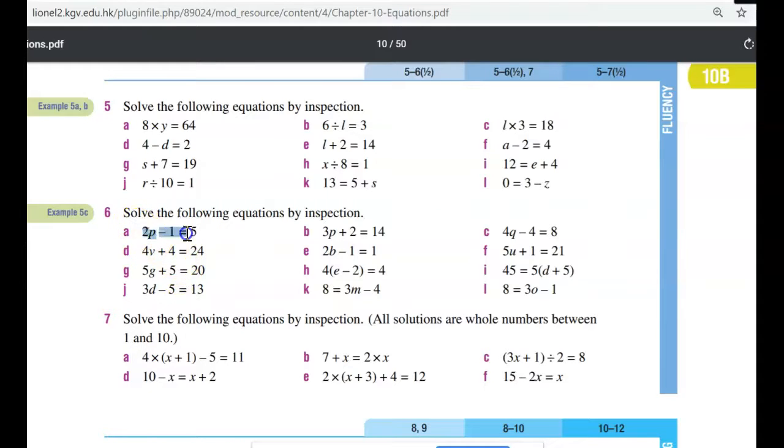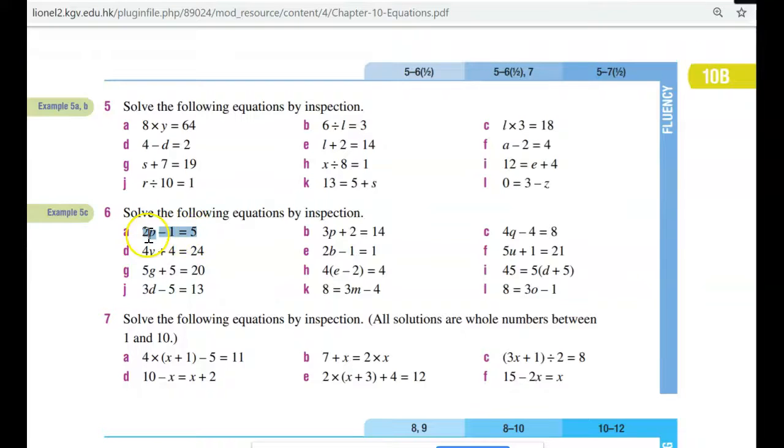So you might want to solve this by just doing trial and error, thinking of some different numbers that could be p. So is p 5? Well, 2 times 5 is 10, minus 1 is 9, so that doesn't work. Or 2 times 4 is 8, minus 1 is 7, so that doesn't work. Or you can use inverse operations, where you think, okay, I double it. 2p means 2 times p.